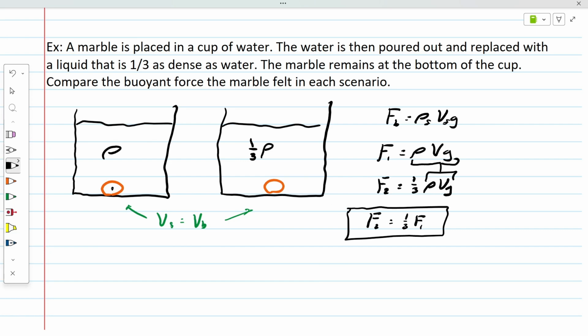So we would have in both these scenarios a force due to gravity and a buoyant force. And in this one, there's less buoyant force. And then obviously, since the marble's standing on the ground, there's also going to be a normal force, because the forces have to balance since the object is not moving and it's not going through the container.